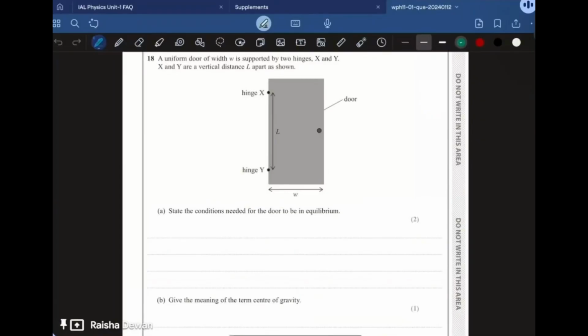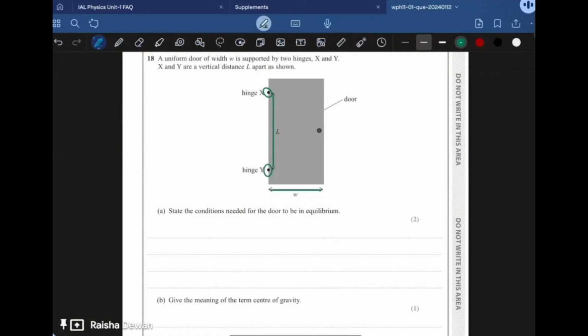The question number 18 says a uniform door of width W is supported by two hinges X and Y. This is the first hinge and this is the second hinge, which is the X and Y hinge. And this W is our width. Okay, this W is our width. X and Y are at a vertical distance L apart as shown. So basically this is the L which is separating the hinges X and Y.